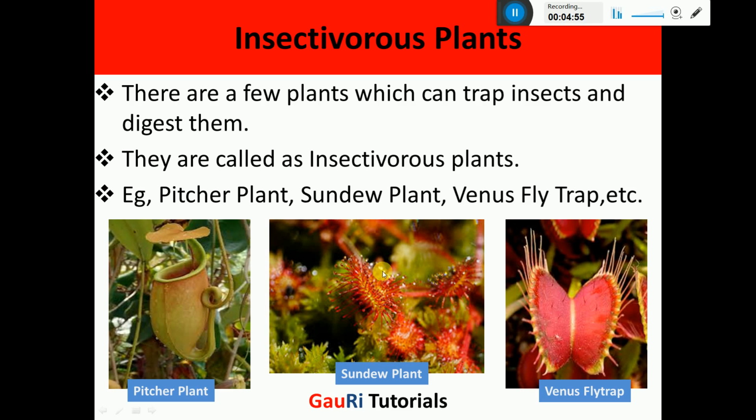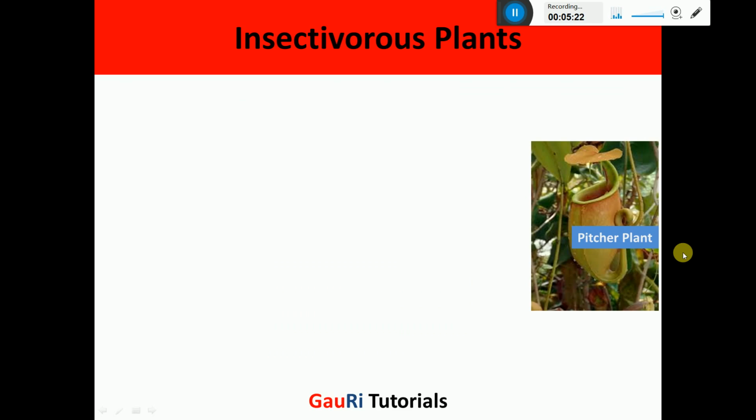And this is the sundew plant. It looks so beautiful. It looks like dewdrops on the plant, but these are very sticky, and when an insect lands on this plant, it is trapped. And here is the Venus flytrap. The insect is attracted towards this beautiful part, and when the insect sits over there, the trap closes and shuts the insect inside it. It is digested then. So these are the different kinds of insectivorous plants.